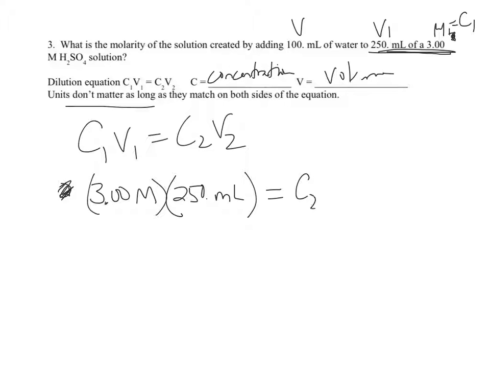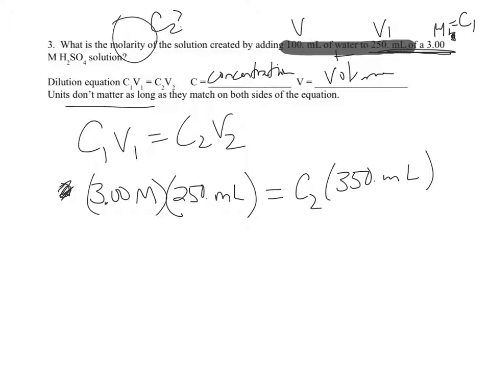So our new concentration is what we're trying to find, so I want to know molarity, so that's going to be C2. Now for V2, you have to be careful of the wording here. So if you look at how this is worked, this is 100 milliliters added to the 250 milliliters. So I end up having to add these two together to get a final volume of 350 milliliters. So because I'm adding water to dilute, I have to add my volumes.